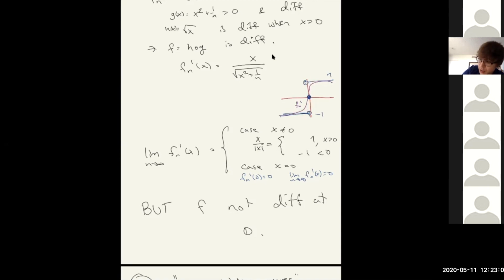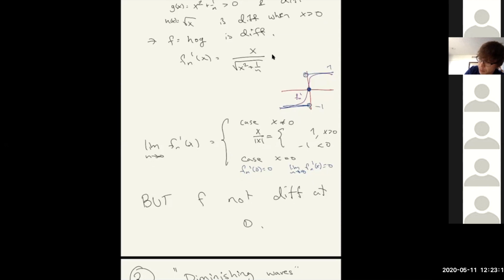And actually, this jump here corresponds to the fact that the limit function f is not differentiable at 0. Indeed, f prime would be -1 if x is negative, 1 when x is positive, and not defined at x equal to 0. And it corresponds to the failure of the uniform convergence of the derivatives, which actually only occurs at 0.